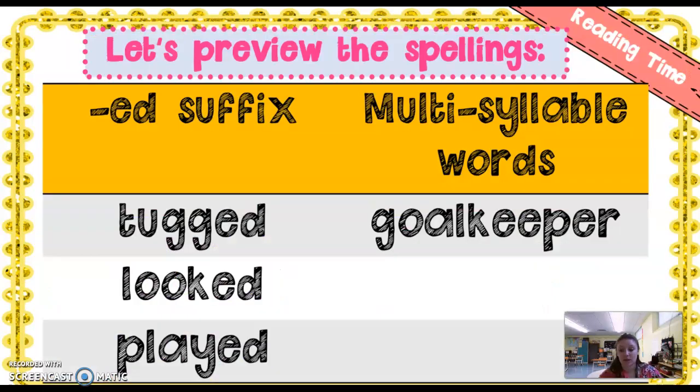Some of the spellings that we're going to find in our story today use the ed suffix. Remember, a suffix goes at the end of the word. We have tugged, looked, played. And then a multi-syllable word that you will find in today's lesson is goalkeeper.